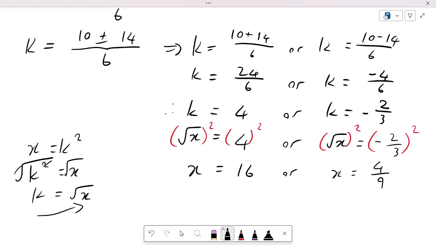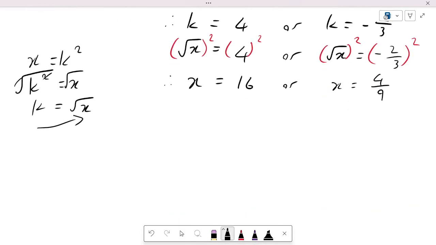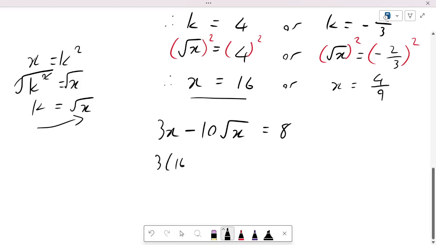Now let's remember, we're not done yet. What we need to do is look back at our equation, right? So this is our equation. We had 3x minus 10 into root x equals 8, right? So if we substitute the x's in, we need to do the following. Let's deal with the 16 first. 3 multiplied by 16 minus 10 into root of 16 is going to be equal to 8.